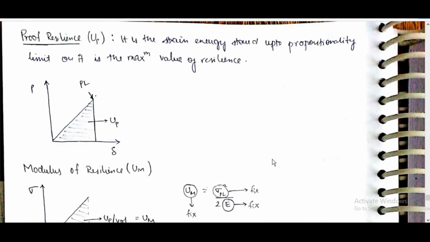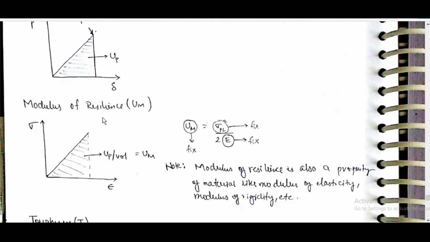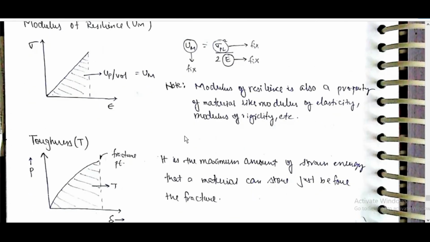Proof resilience UP. It is the strain energy stored up to proportionality limit and it is the maximum value of resilience up to proportionality limit. It is the whole area under the P-delta curve up to proportionality limit. Modulus of resilience is proof resilience per unit volume, the area under sigma epsilon. Modulus of resilience is a property of material like modulus of elasticity and modulus of rigidity. It is equal to sigma PL square by 2E. Proportionality limit sigma is fixed, E is also fixed. So this is a material property, modulus of resilience.